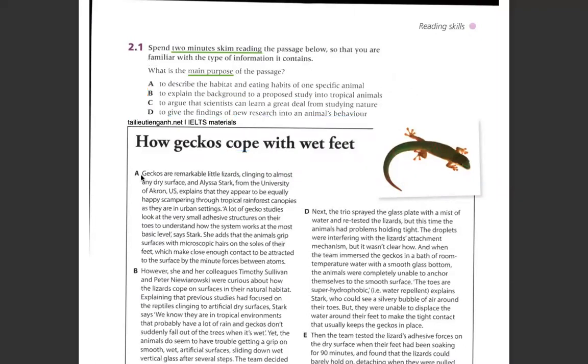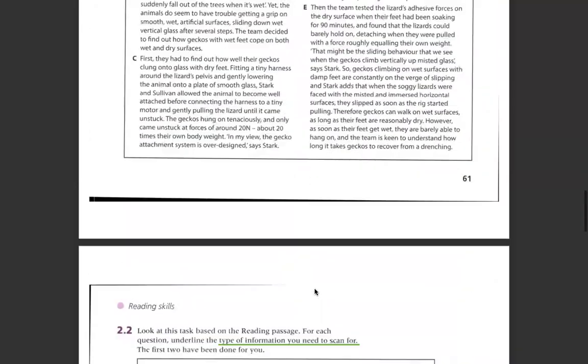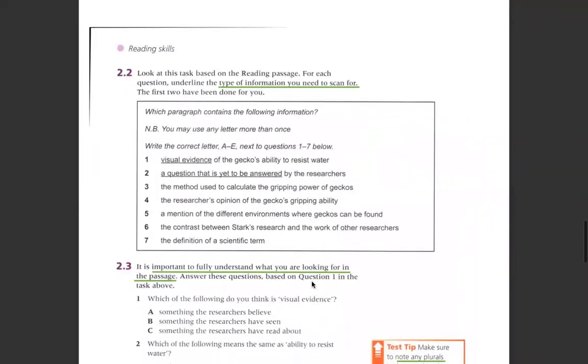So as you can see, all the paragraphs have letters. So here we have a list of information that we need to scan for. And then you need to match the information to the paragraphs. So for each number 1 to 7, you have to match the correct paragraph, A to E. Okay. So first, let's have a look at what type of information we need to scan for. So number 1 is visual evidence. Number 2 is a question.